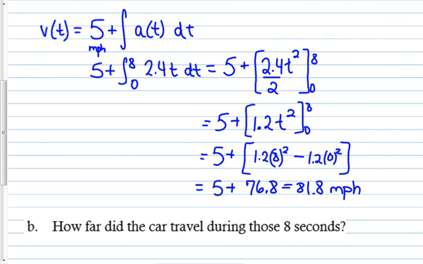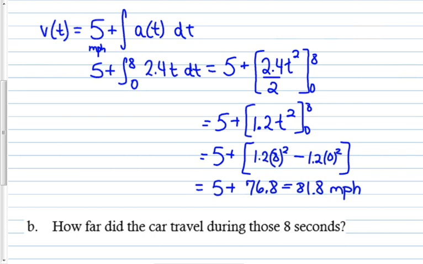Now remember, 5 is the initial. The car was already moving at 5 miles per hour. And then they want to know how fast it was going when it was 8 seconds. So you have to add those 5 miles that it was already traveling, 5 miles per hour. And then from 0 to 8, the integral will calculate the velocity from 0 to 8. So then you add the initial velocity plus the velocity from 0 to 8, and then you get 81.8 miles per hour.